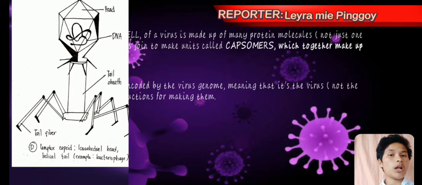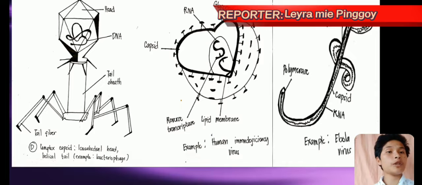And that is all, a few features of a virus.